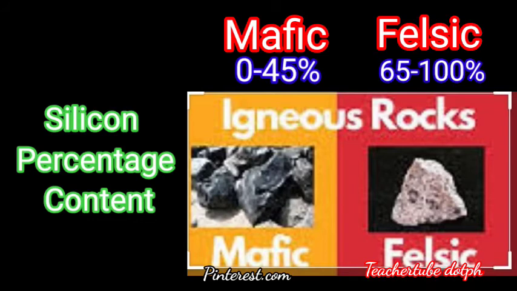And the felsic that contains 65 to 100% silicon are light colored igneous rocks. They can be broken down into Fel for feldspar and SiC for silica. The intermediate has a silicon content of 45 to 65%. And that's it for the igneous rocks.